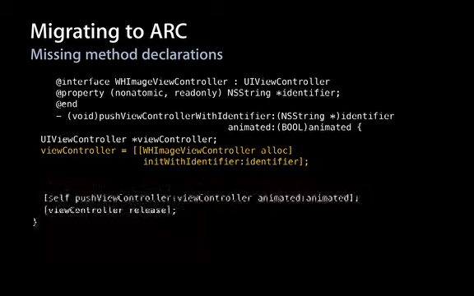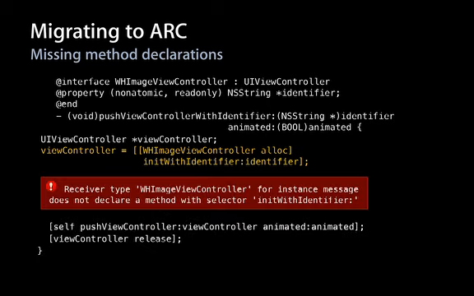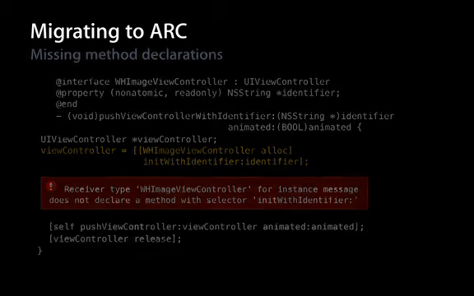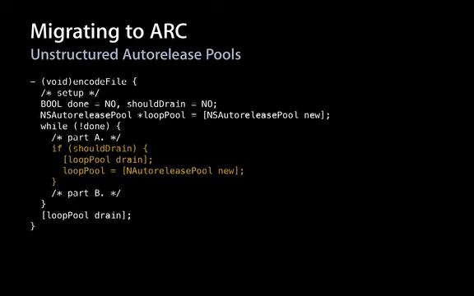So for example, if we had a missing declaration here, the compiler will emit a warning saying, hey, the receiver, we don't know what this selector is. You know, hey, tell us what's going on. Well, it's real simple. We'll go back to our interface and fix it.